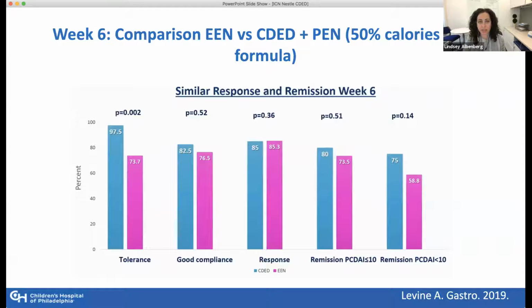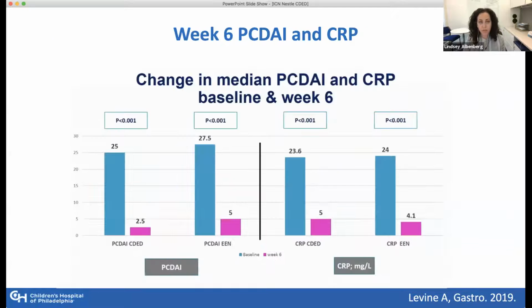2 definitions of remission. And then looking at this a little bit more closely, these are the week 6 PCDAI and CRP data, which show significant improvement in both groups, though you will recognize that in terms of PCDAI, the Pediatric Crohn's Disease Activity Index, this is overall a mild disease cohort.